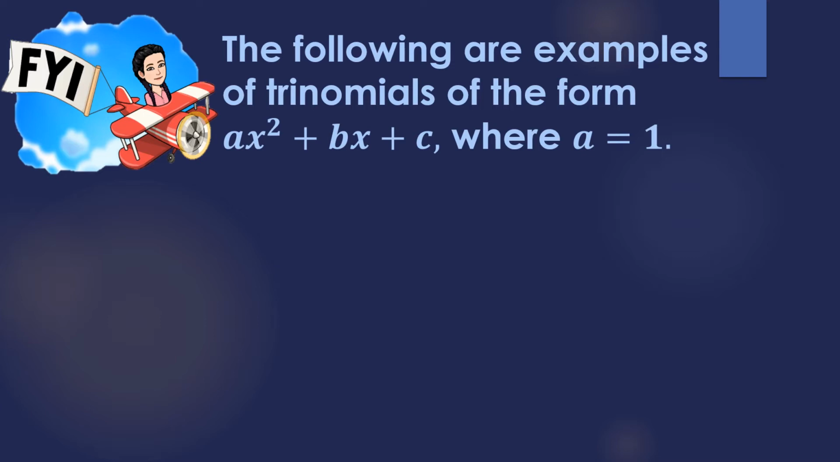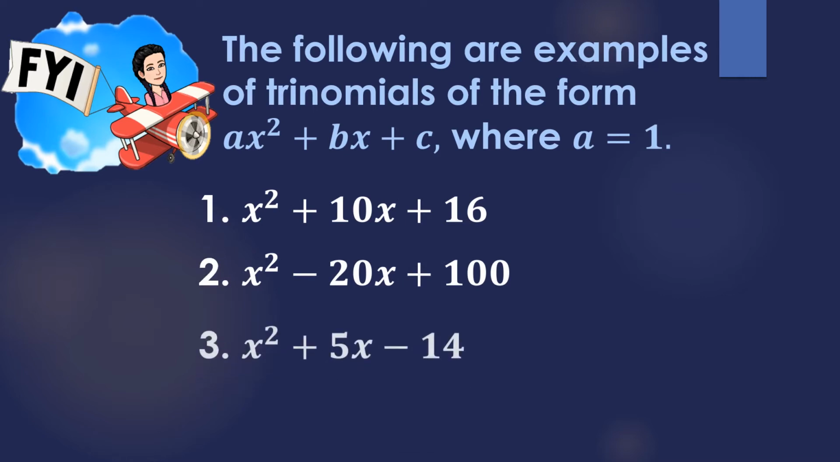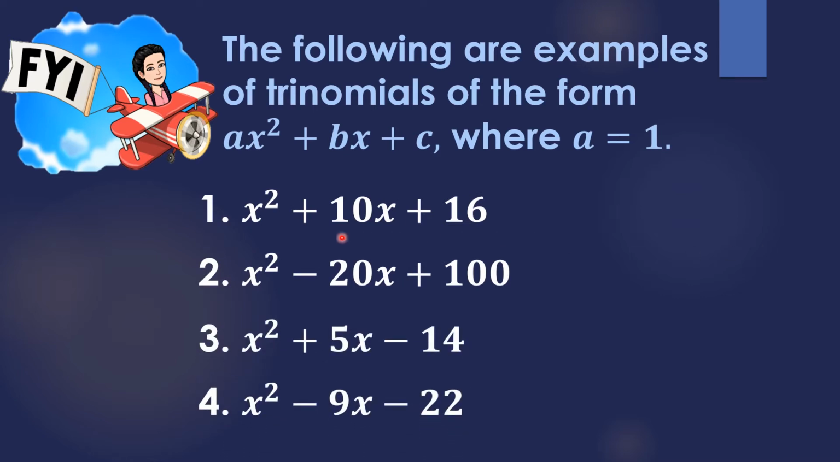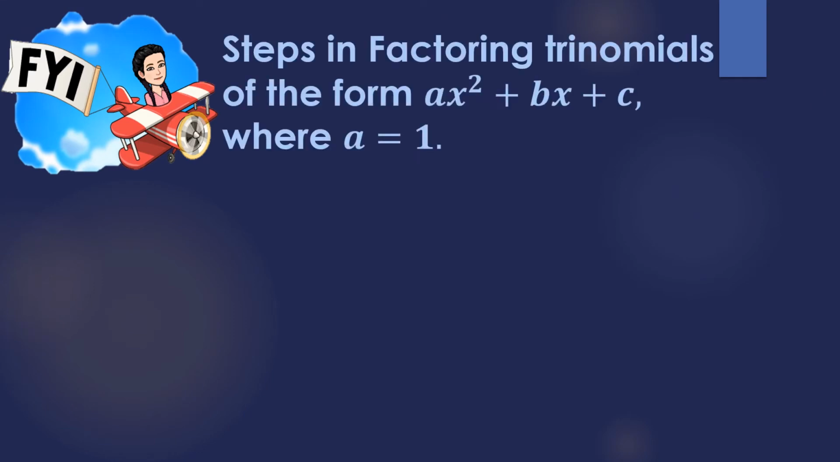The following are examples of trinomials of the form ax squared plus bx plus c, where a is equal to 1. Please observe that the coefficient of x squared is 1. So lahat ito example ng trinomial ax squared plus bx plus c, where a is equal to 1. So, paano natin ifa-factor ang ganong klase ng trinomial?